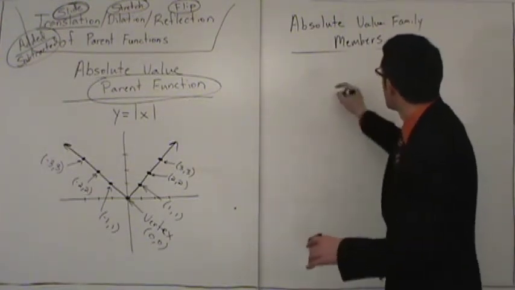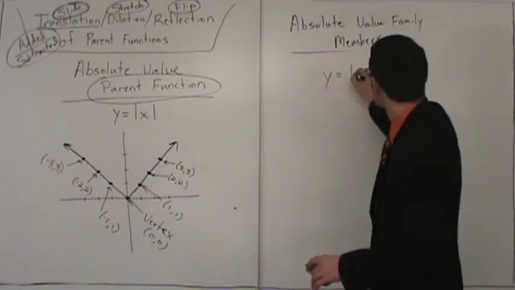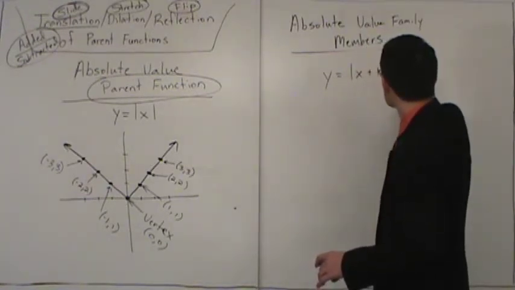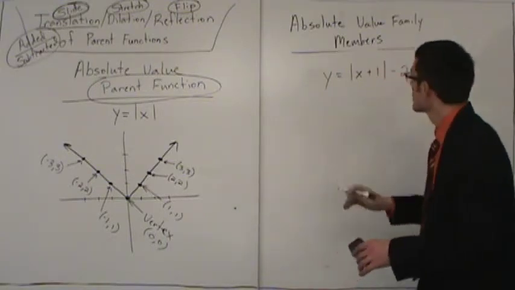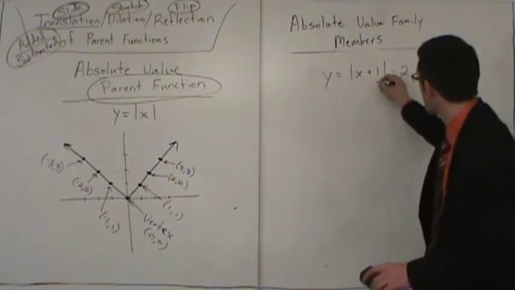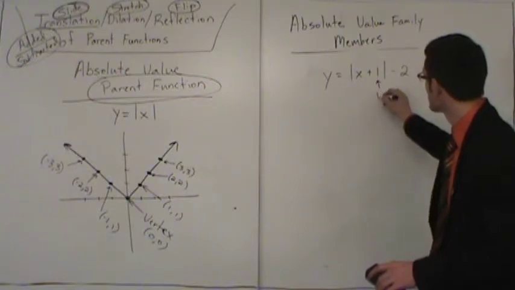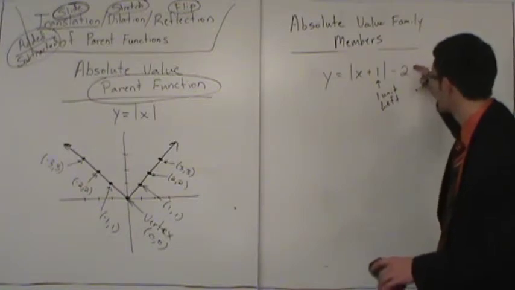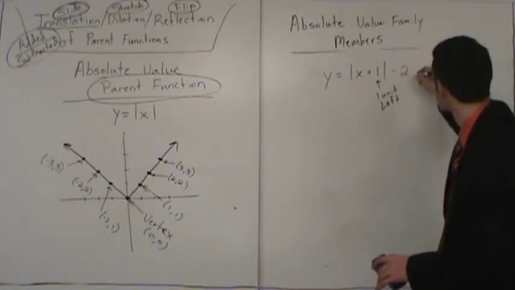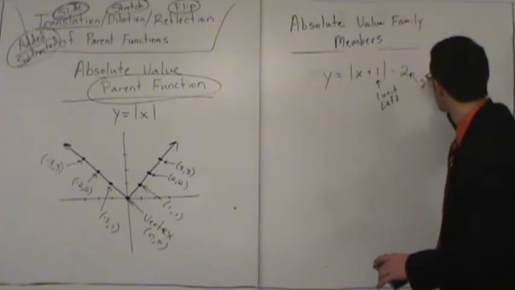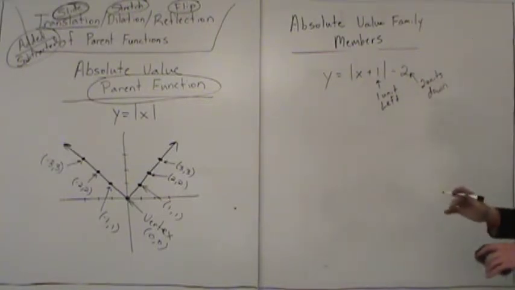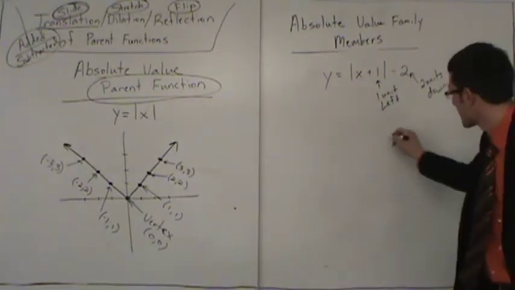Let's do this one. y equals the absolute value of x plus 1, minus 2. On the inside, we do the opposite. Plus 1 means 1 unit left. And the subtract 2 on the outside, this is your vertical. We do exactly what makes sense. This is 2 units down. Now let's go ahead and graph.